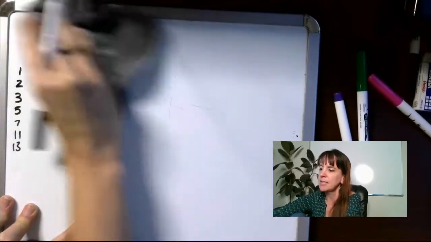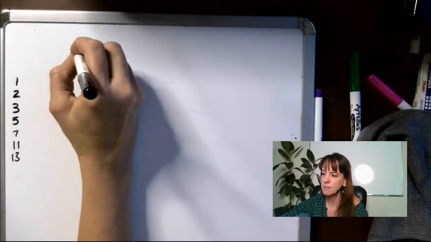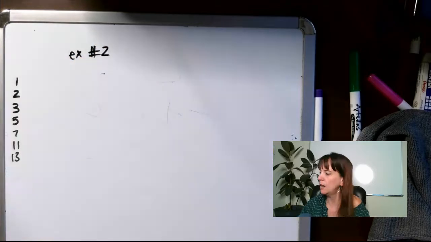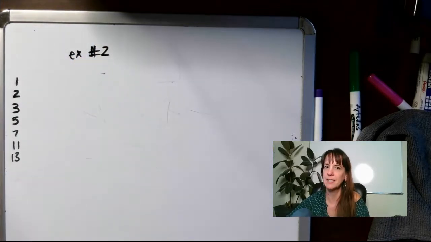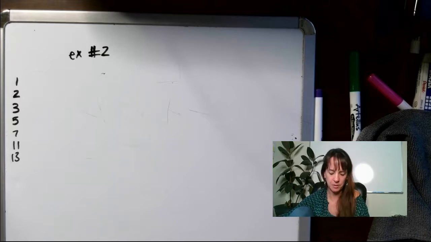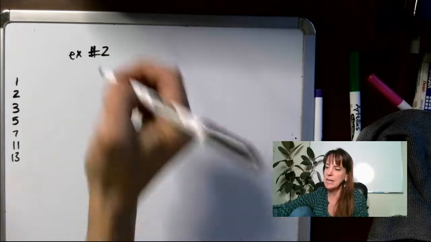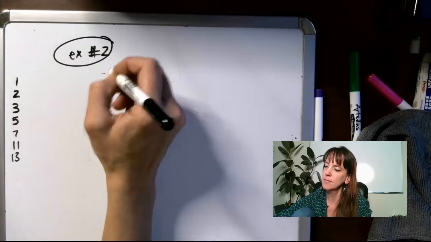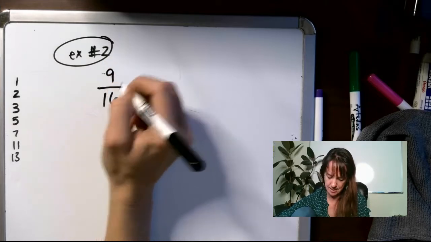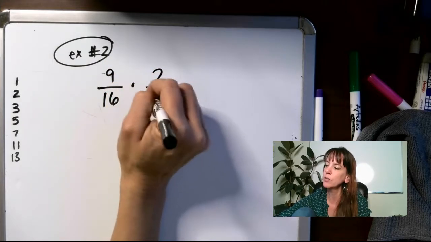All right, let's talk about example number 2. My desk raises and lowers and I had it up a little too high. So example number 2, we have 9 over 16 times 2 over 3.